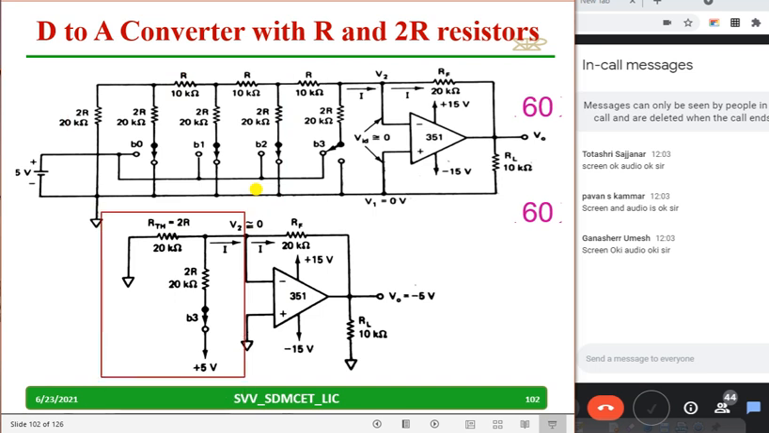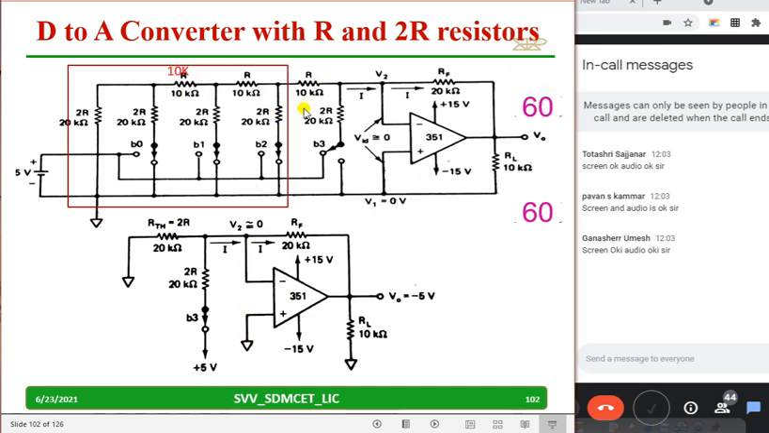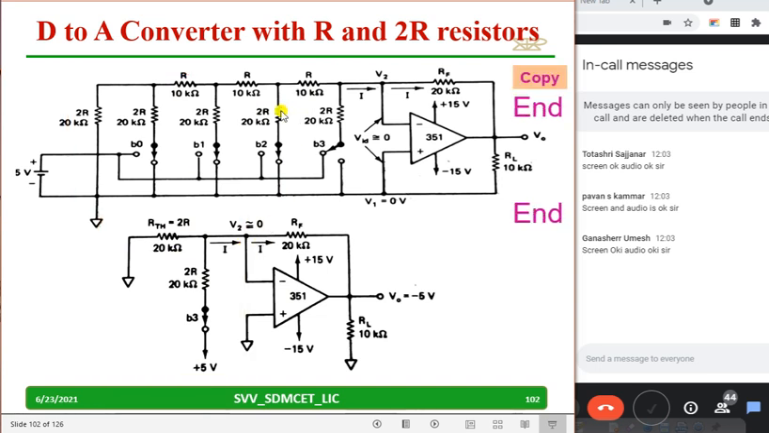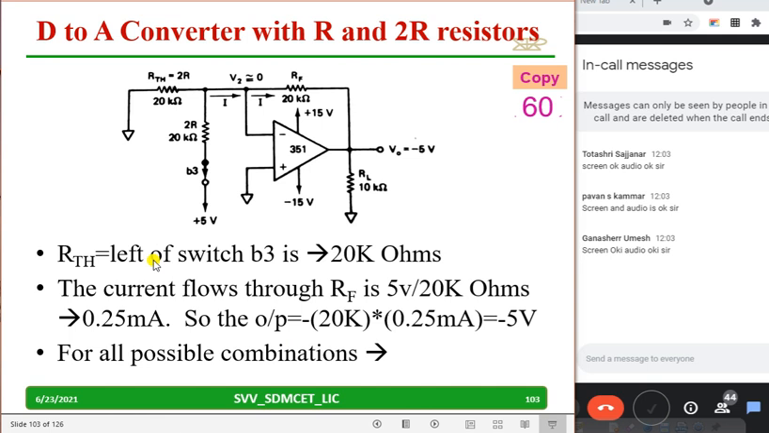And now I'll get this 10k and this 10k in series, total 20k I'll write, and the remaining 20k, this 5 volt I'll keep as it is. This is the equivalent circuit. And for this we have RTH left of switch B3 as 20 kilo ohm. The current flowing through the RF is 5 volt divided by 20k, which is nothing but 0.25 milliampere. So that voltage I will get is minus 5 volts.